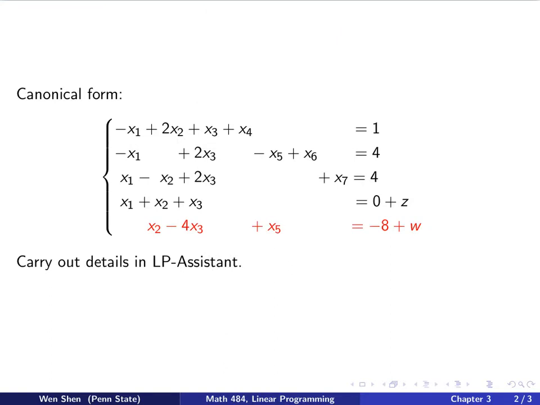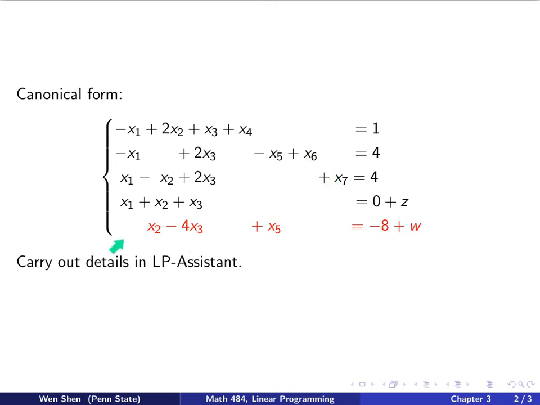Once I have done that, I find myself having a system in canonical form. The first equation is unchanged. For the second one, I add in x6. For the third one, I add x7. So now the constraint is in canonical form with the basic variables x4, x6, x7, and the right-hand side is non-negative. Then this line is the objective function z, and we need to add the equation for w. So w is defined as x6 plus x7.